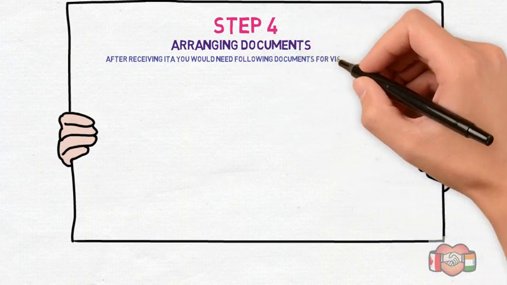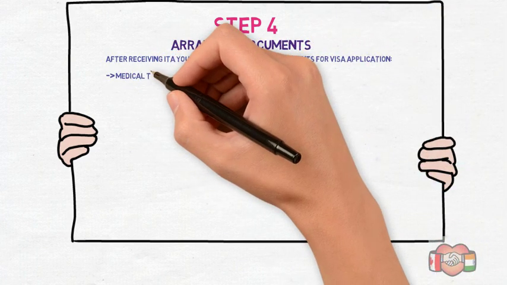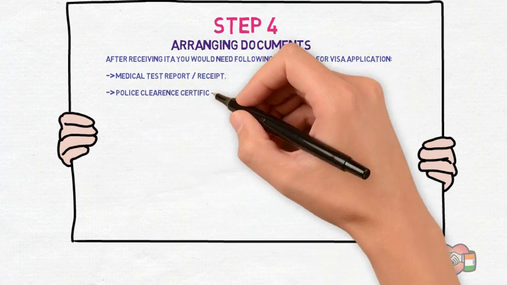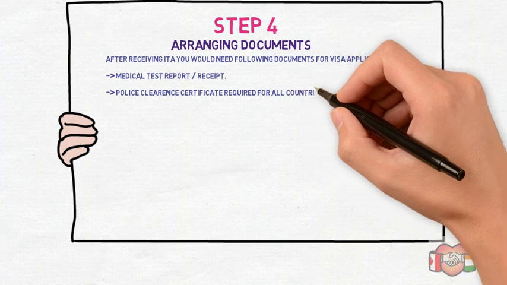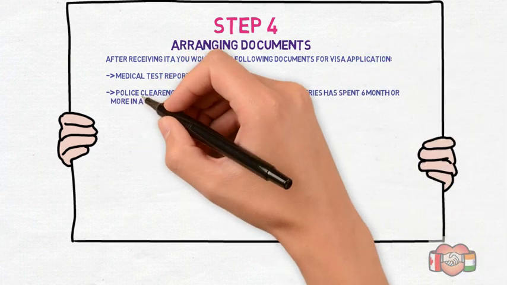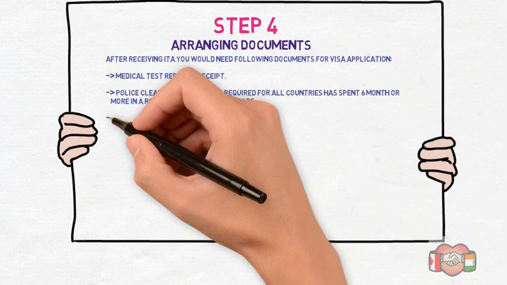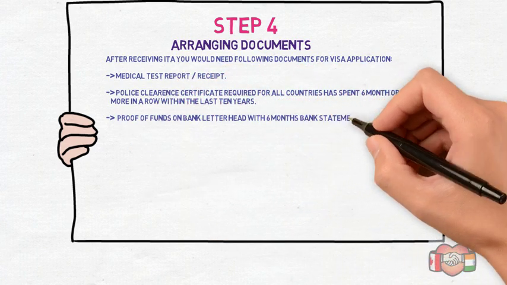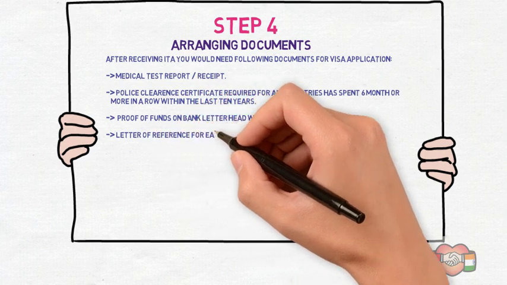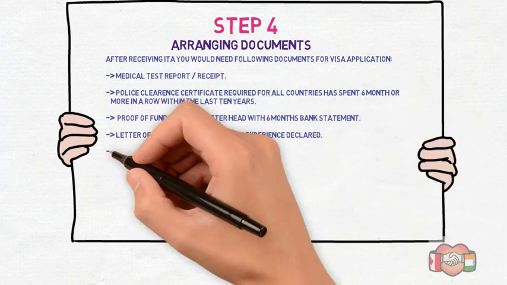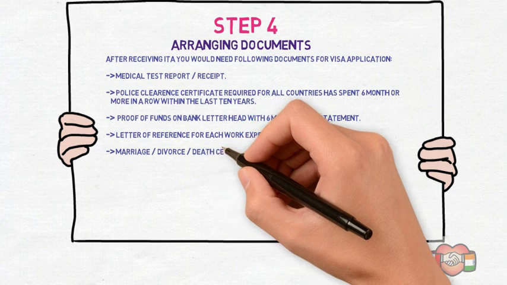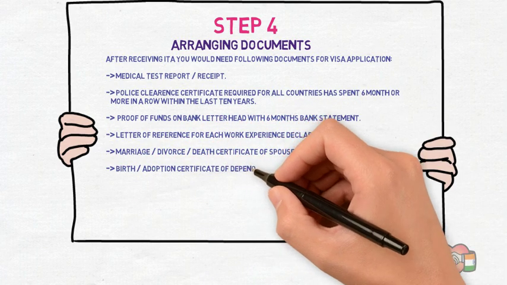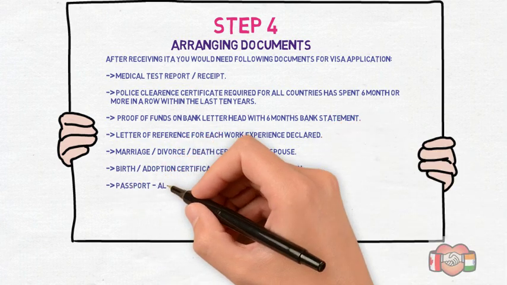In the fourth step, after receiving an ITA, you have to arrange the following documents: medical test report and receipts, police clearance certificate, which is also known as the PCC, that is required for all countries where you have spent 6 months or more in a row within the last 10 years. Proof of funds on bank letterhead with 6 months bank statement. Letter of reference for each work experience declared.